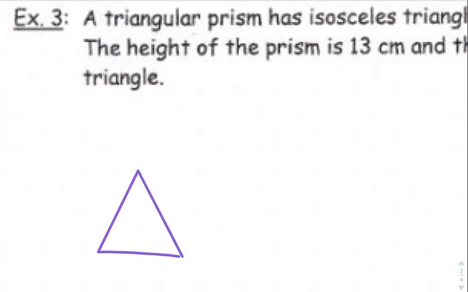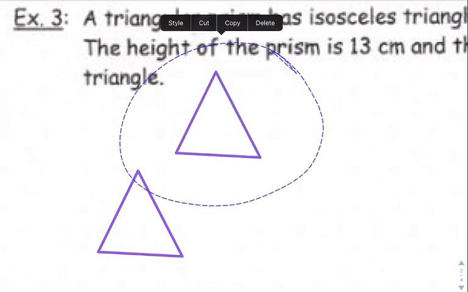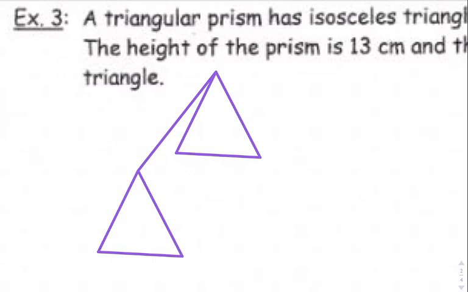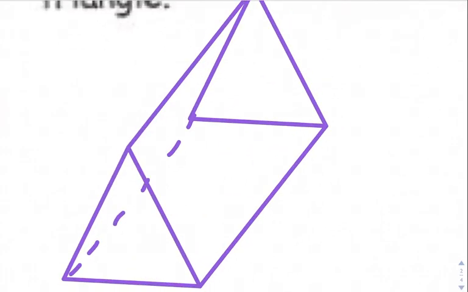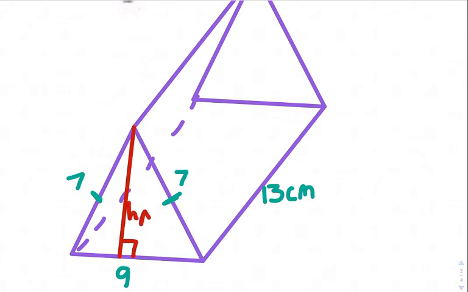One way to draw this is, here's the first base. Then you can draw another triangle, or even better, you can copy and paste it. And all you have to do is connect this line and this line. So there's my triangular prism. I'm going to do a dotted line to show that it's hidden. It's saying that the sides of this prism are 7, 7, and then 9. So it's isosceles, so this side is equal to this side. Then it says the height of the prism is 13. And what you're trying to find is the height of this triangle.